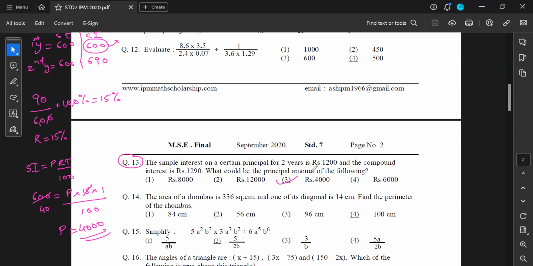So find the rate of interest. Simply divide them. 90 divided by 600 multiplied by 100 percentage gives you 15 percentage. Okay, and simple interest, since you know the rate of interest now, you can easily find the principal.